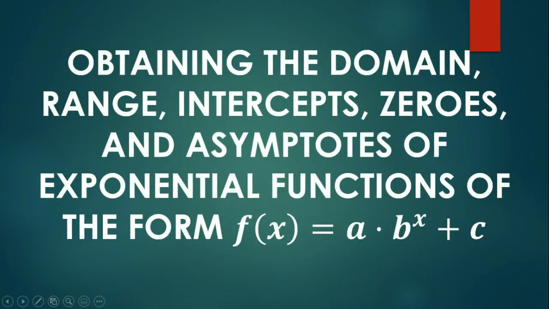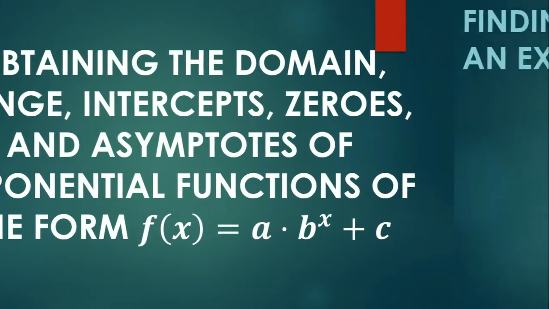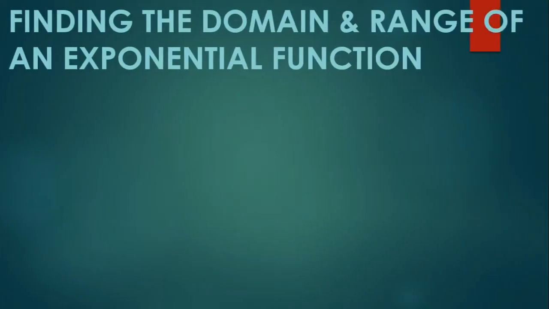Okay, so here are the steps in obtaining the domain, the range, intercepts, zeros, and asymptotes of exponential functions of the form f of x is equal to a times b raised to x plus c. First one, finding the domain and range of an exponential function of that form. Yung form na mentioned earlier.